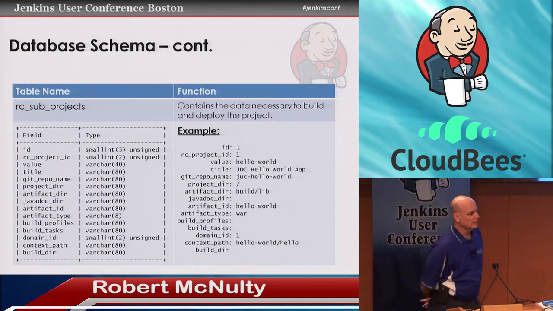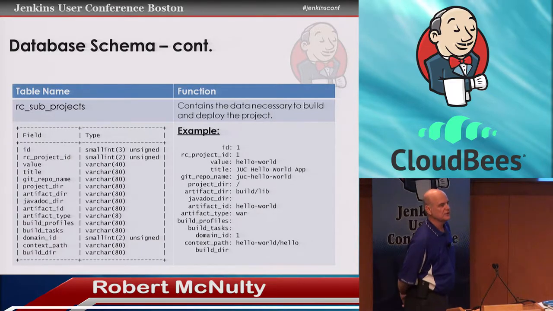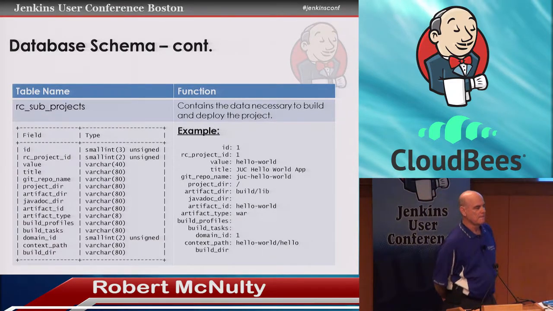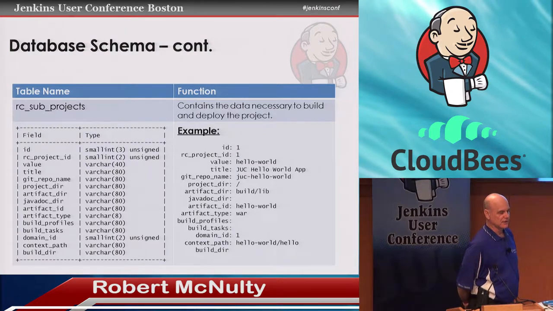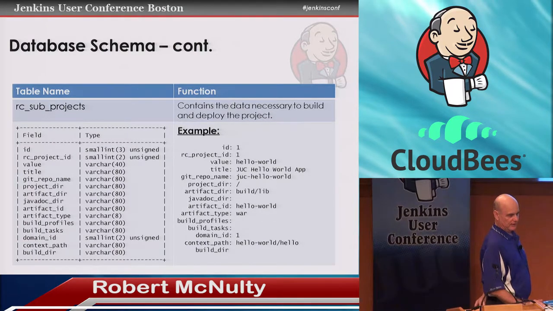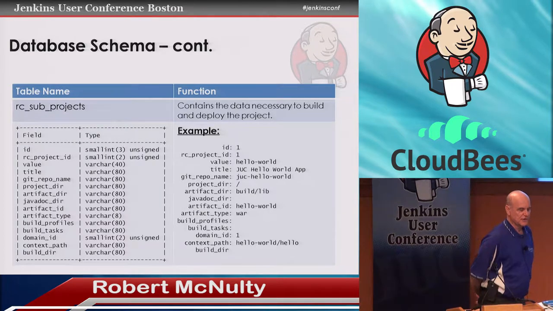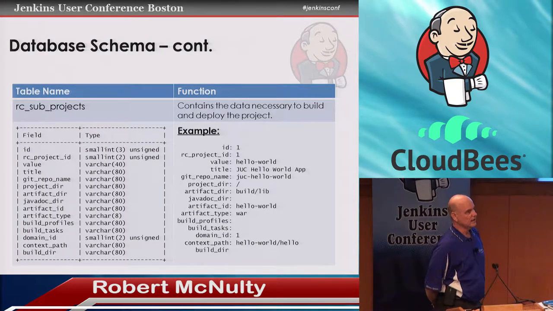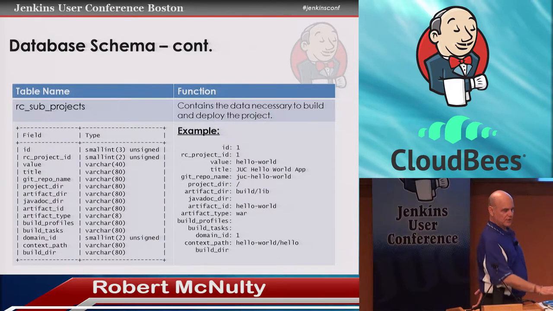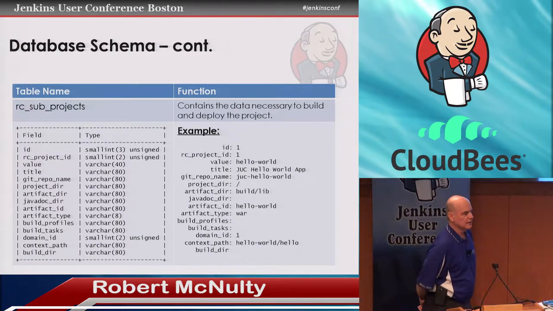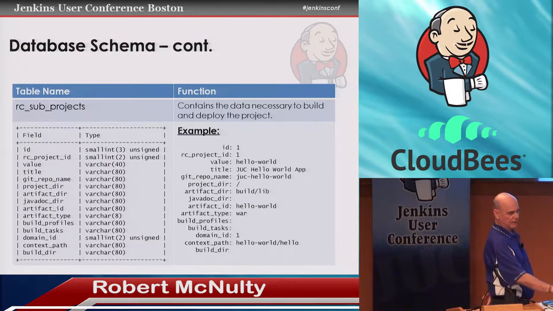The subprojects table is where all of the information for a particular build or for a particular project is contained. So in this example, Hello World would be the name of the project. I've got the Git repo name in here. The project directory comes in handy if you have subprojects. So I have a Gradle project. It has three or four different subprojects underneath. Each subproject would have a different entry in this, and that is for the parent of the artifactory.